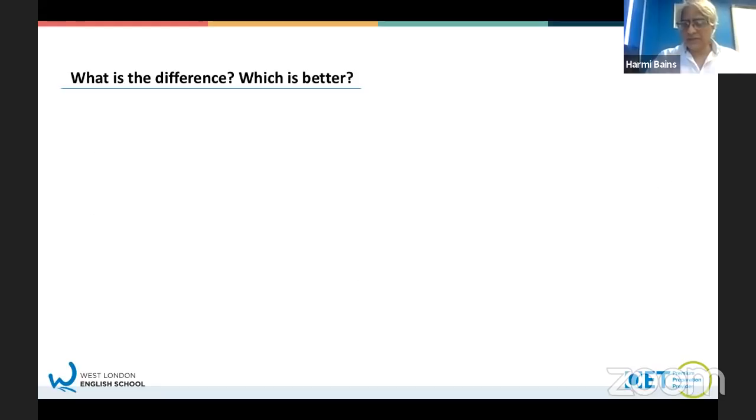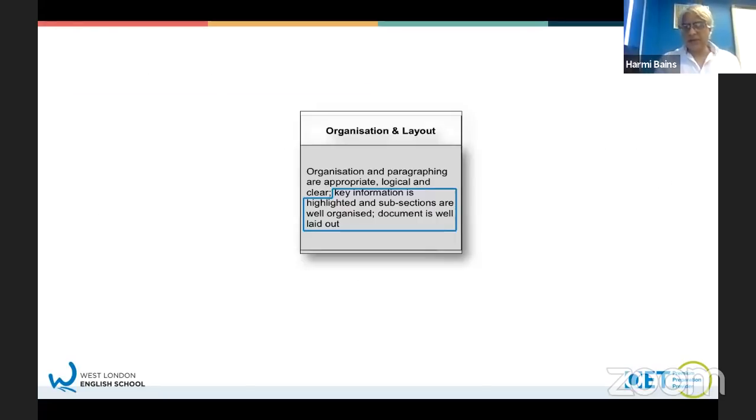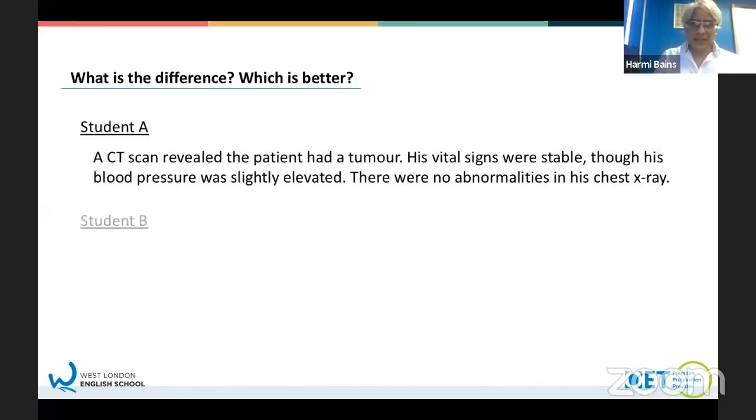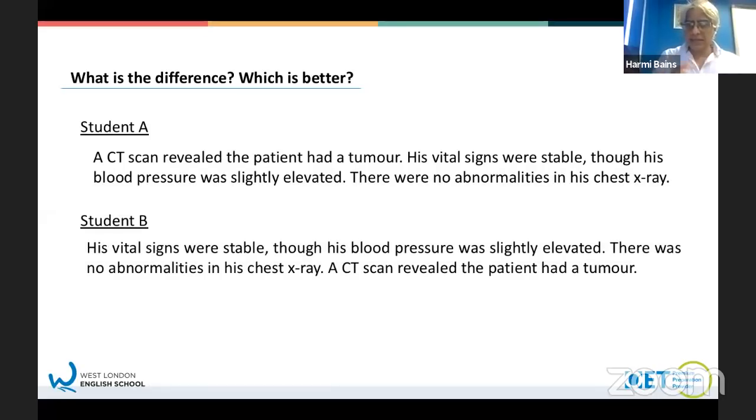And that's what it means if I go back here to the exam criteria. Key information is highlighted. And that's exactly what student A did. They highlighted the key information by putting it at the beginning of the paragraph.